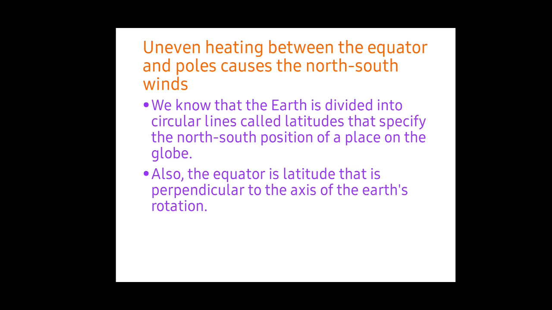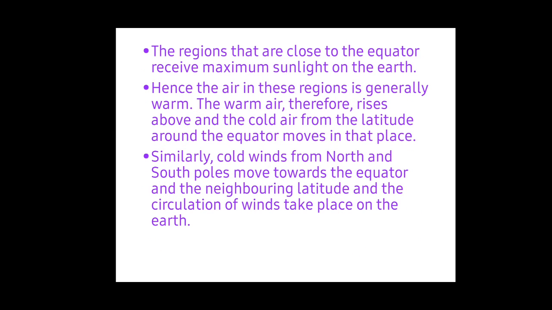We know that the earth is divided into circular lines called latitudes that specify the north-south position of a place on the globe. Also, the equator is a latitude that is perpendicular to the axis of the earth's rotation. The regions that are closer to the equator receive maximum sunlight on earth. Hence, the air in these regions is generally warm.